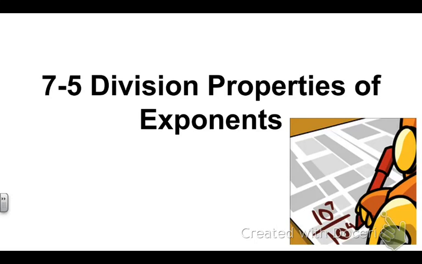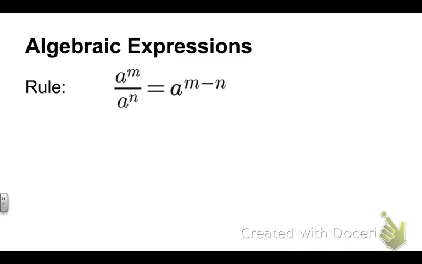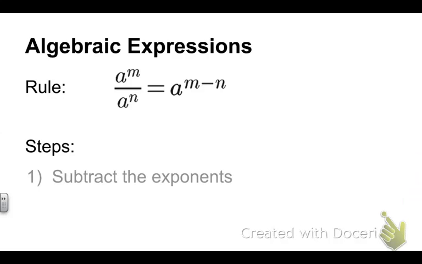Last lesson in this unit I want to talk to you about is the division properties of exponents. And the rule is if you have a raised to a power divided by the same base, a raised to another power, what it equals is a to the m minus n. So this time we're going to be subtracting the exponents, and division and subtracting go together. So the steps for this are to subtract the exponents and then simplify.